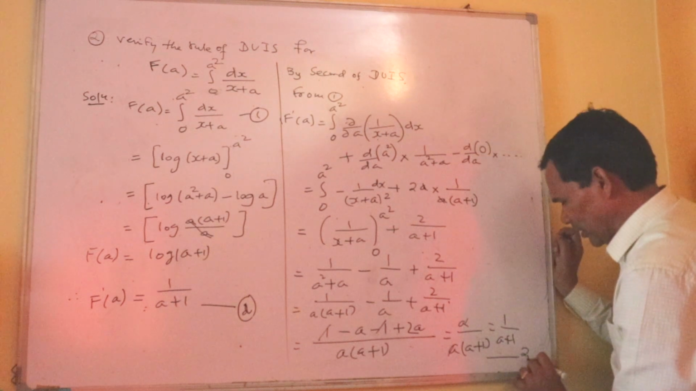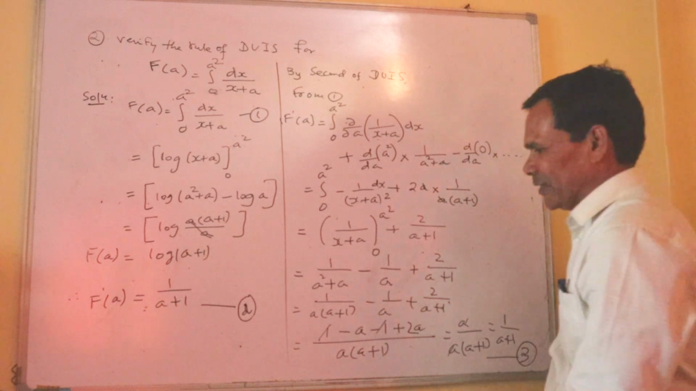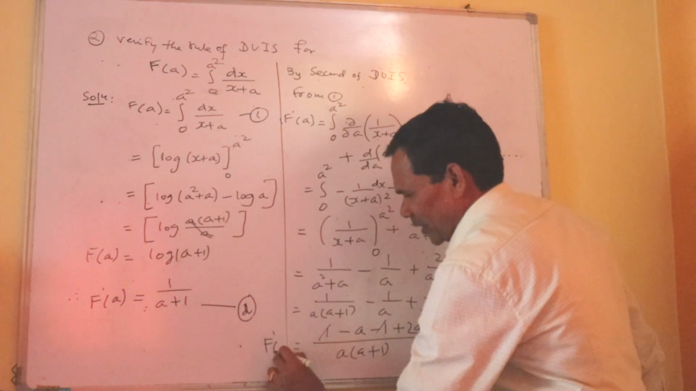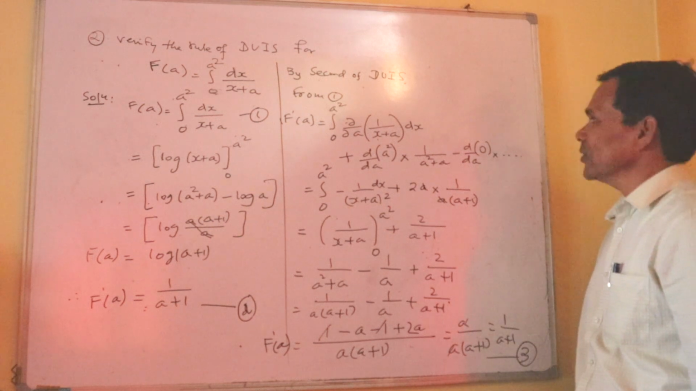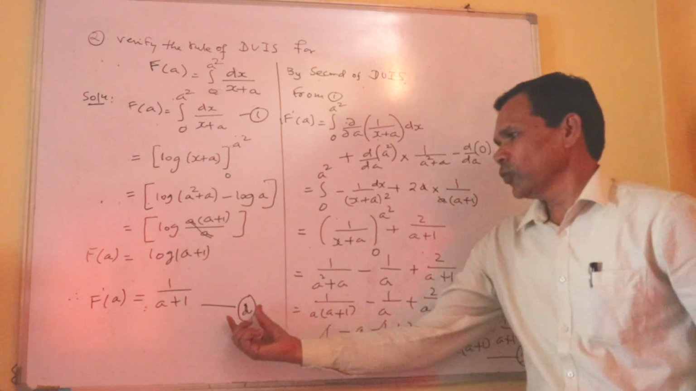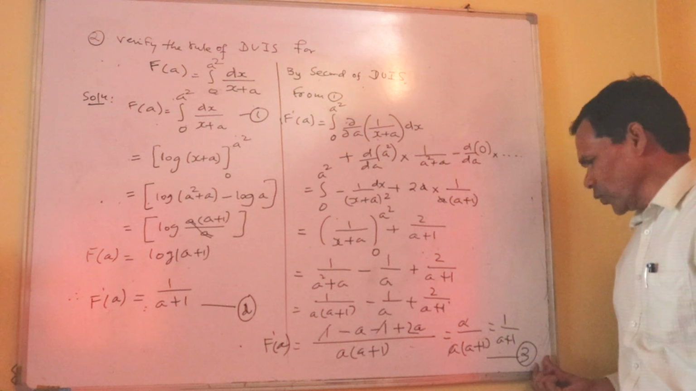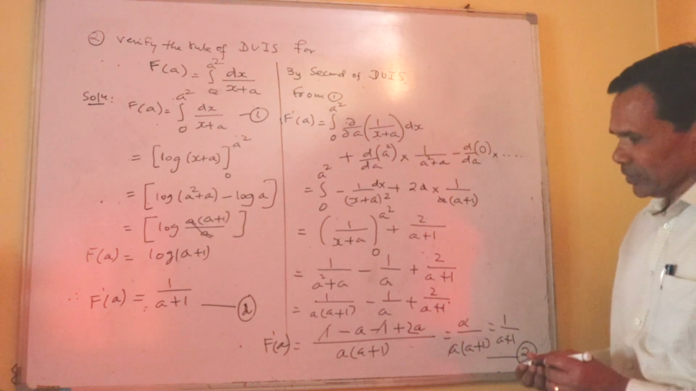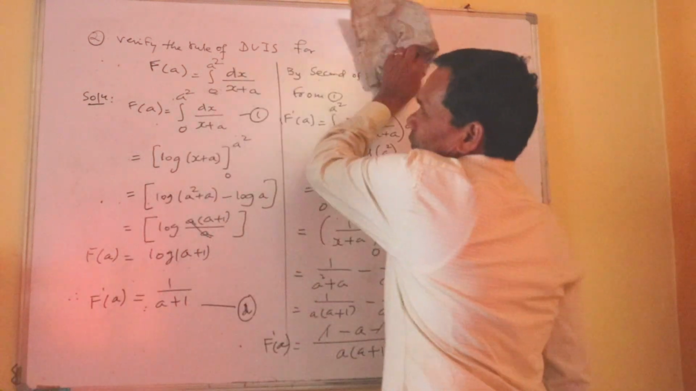So this is expression 3. From 2 and 3, f dash a is the same, hence the second rule of differentiation under the integral sign is verified. From 2 it is 1 upon a plus 1, from 3 it is 1 upon a plus 1, hence the second rule of DUIS is verified.